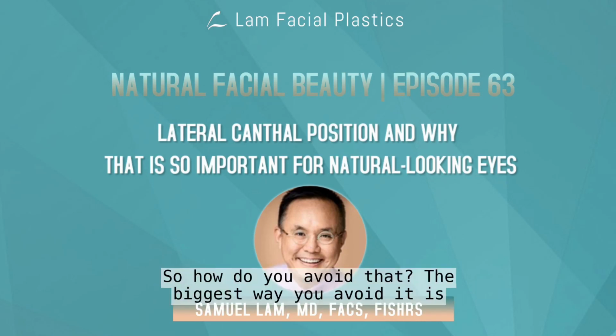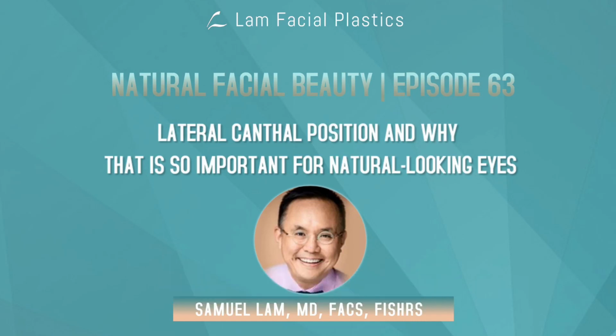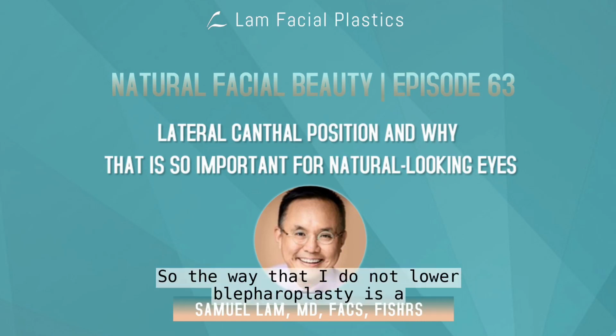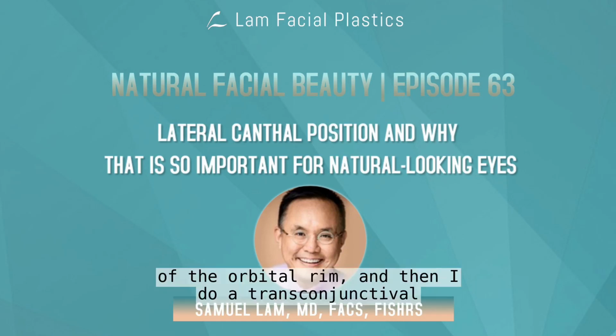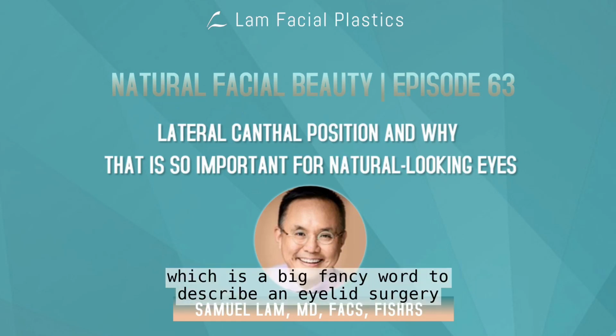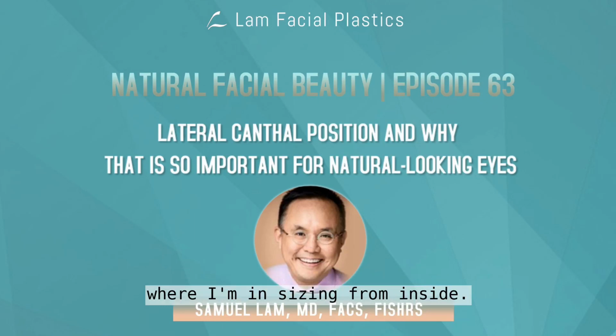So how do you avoid that? Well, the biggest way you avoid it is not to make an incision on the lower lid. The way that I do a lower blepharoplasty is a combination of fat grafting to restore the hollowness around the orbital rim, and then I do a transconjunctival, which is a big fancy word to describe an eyelid surgery where I'm incising from inside.